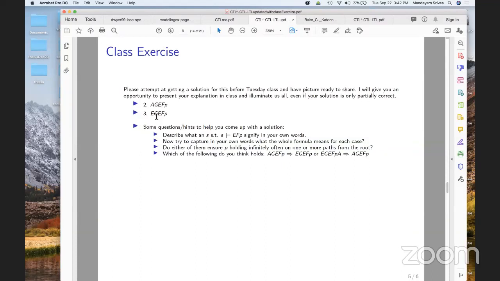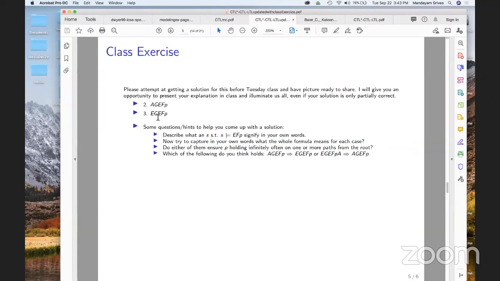if there exists a path from that state. Of course, we are applying it to the root, because that's what we mean, but you can even talk about any state in that. It is true of that state if there is a path originating from that state in which every state on that path, EF of P has to be true. So every state has to satisfy this first bullet constraint.